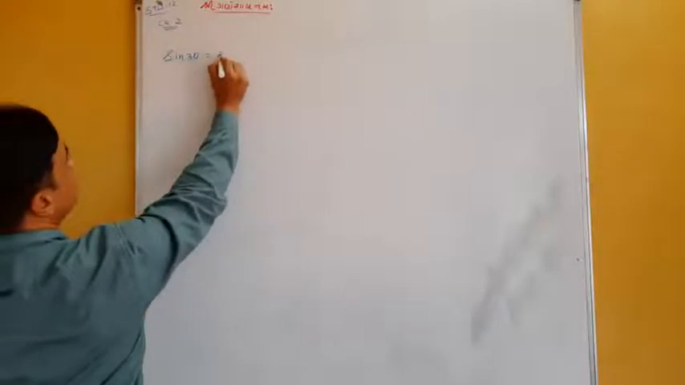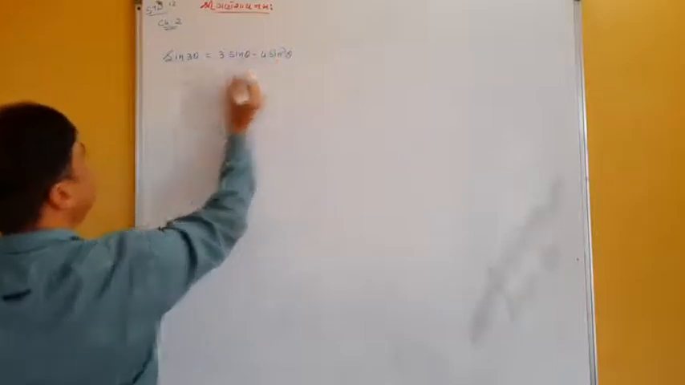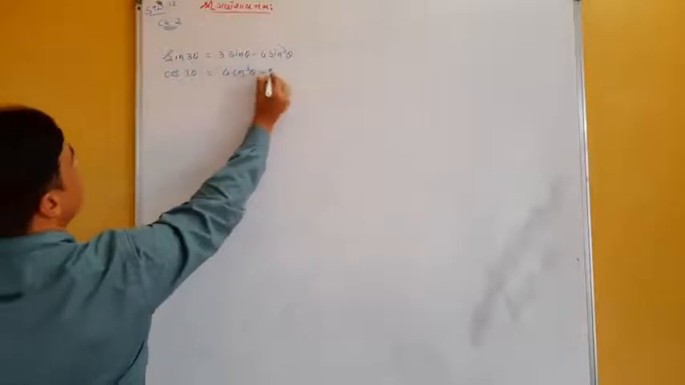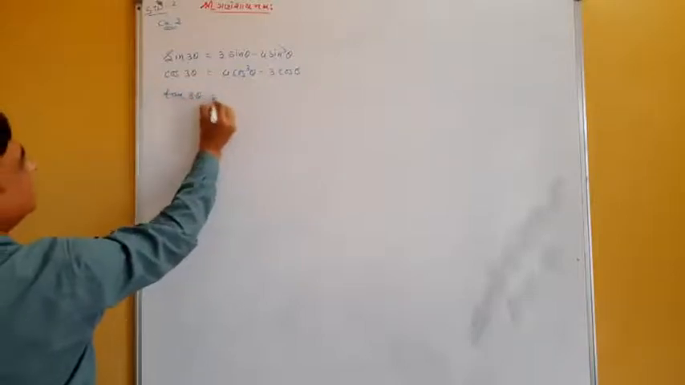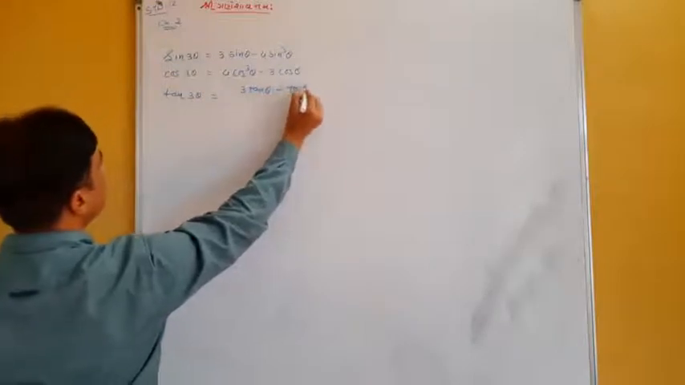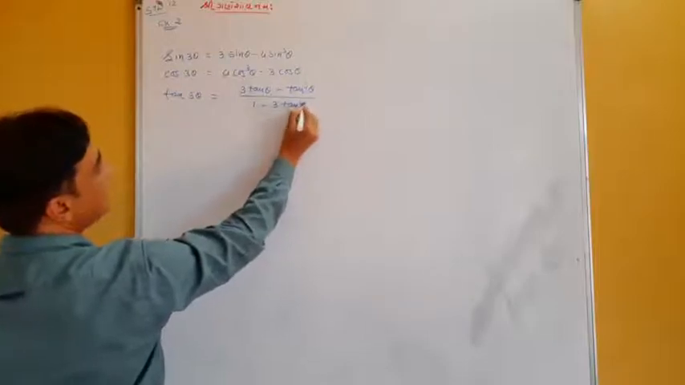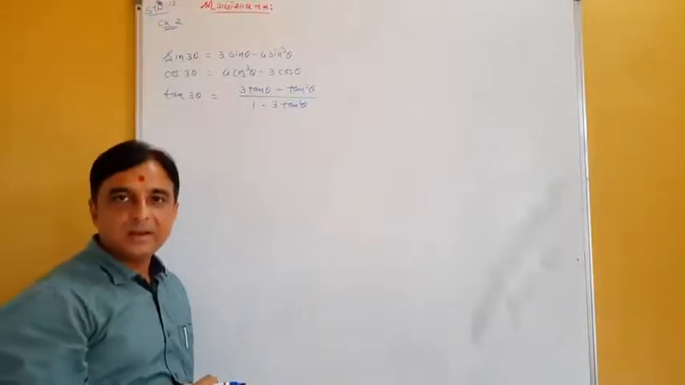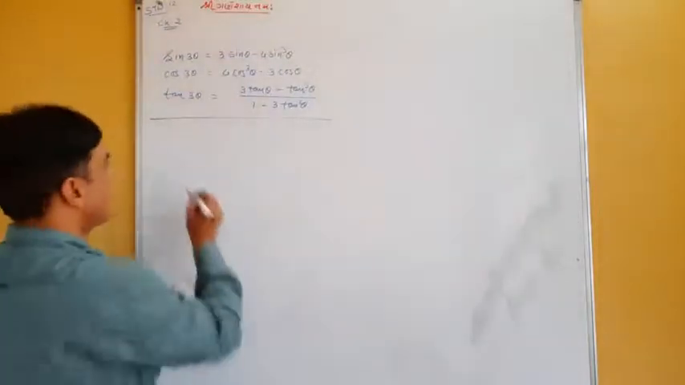Sin 3 theta is 3 sin theta minus 4 sin cube theta. Cos 3 theta is 4 cos cube theta minus 3 cos theta. Tan 3 theta is 3 tan theta minus tan cube theta upon 1 minus 3 tan square theta. These are the basic important formulas. Now using this, we have to solve the following examples.